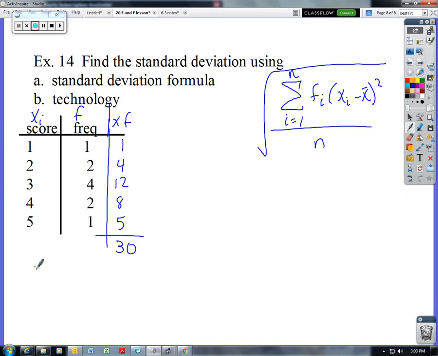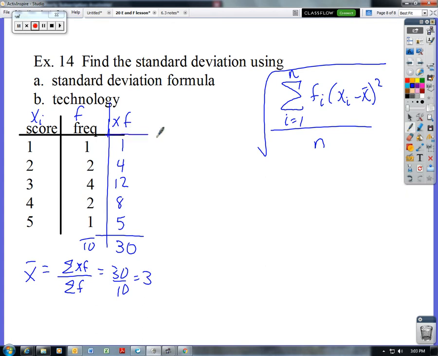And to get the mean, you have to do the summation of xf divided by the summation of frequencies. 1, 2, 3, 7, 8, 9, 10. Oh, nice. 30 over 10, 3. We have a nice easy mean to work with.